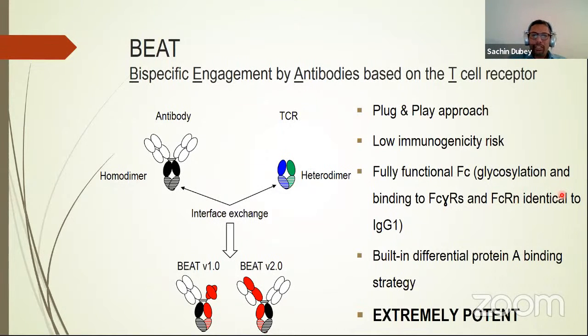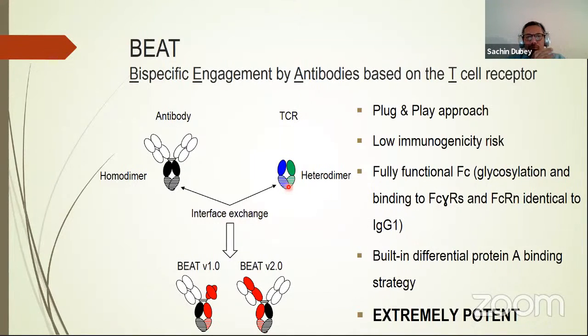Glenmark is fortunate to have its own proprietary platform. Glenmark/Ichnos has one of those 20-odd platforms which I just pointed out. Our proprietary platform is called BEAT, bispecific engagement by antibodies based on the T cell receptor. The T cell receptor is a heterodimer with alpha and beta subunits, and this heterodimer is formed by the interaction of certain amino acids. I think there are 4 or 5 amino acids present in the alpha and beta subunits.